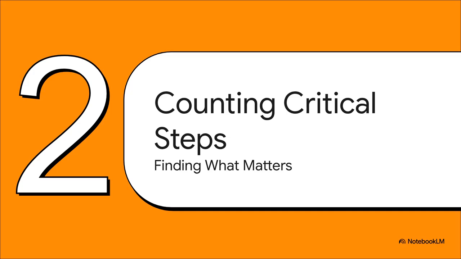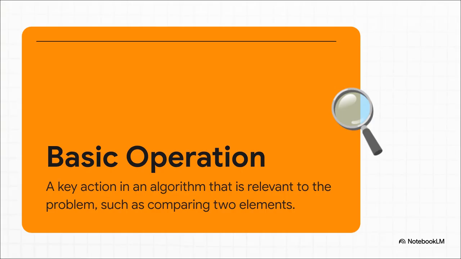So, if we're throwing the stopwatch out the window, what do we use instead? Well, we count. But we're not counting seconds, we're counting steps. And to be clear, we don't count every single little step. That would be insane. Instead, we find what we call the basic operation. This is the one key action that really defines the work the algorithm is doing. So for something that's searching for an item, what's the main thing it's doing over and over? It's comparing things. So the question changes from how many seconds to how many comparisons.